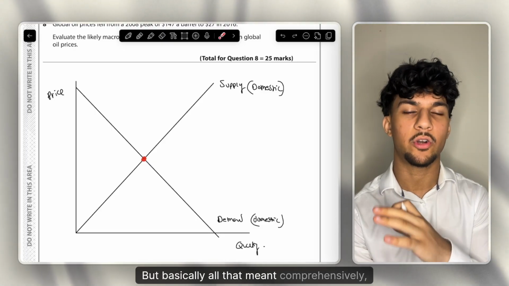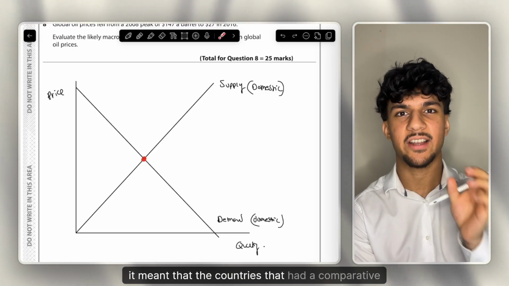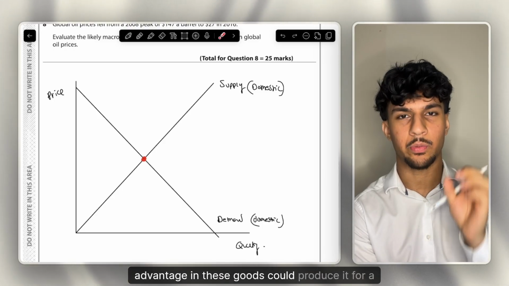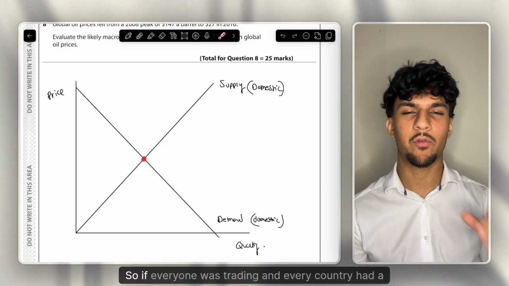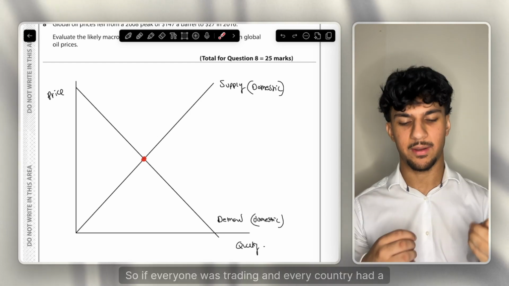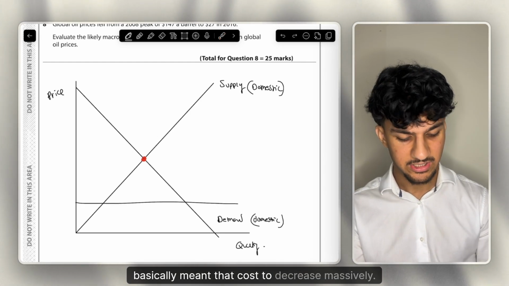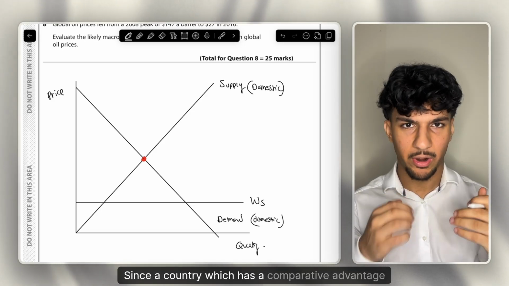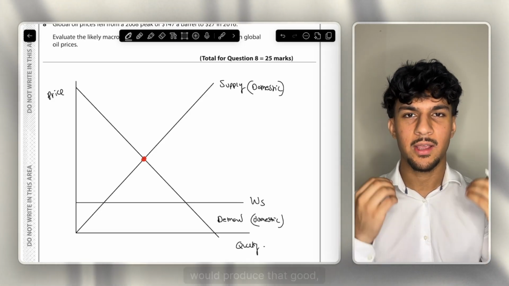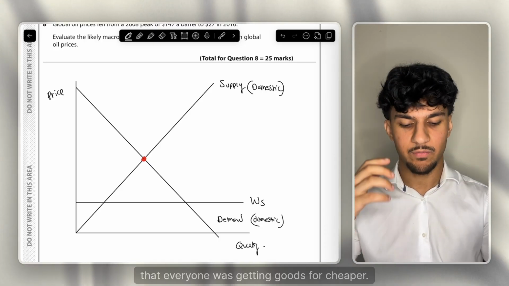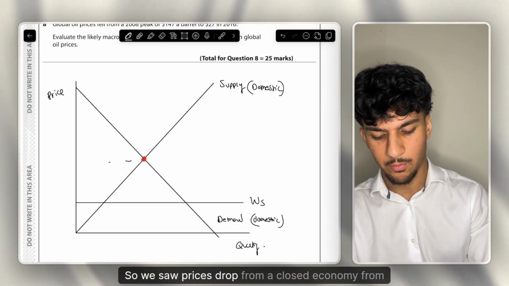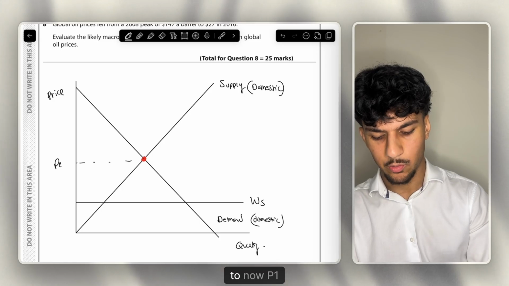But basically all that meant, comprehensively, is that the countries that had a comparative advantage in these goods could produce them at a lower cost. So if everyone was trading and every country had a comparative advantage, it overall meant that costs decreased massively, since a country which had the comparative advantage would produce that good, meaning that everyone was getting goods cheaper. So what happened? We saw prices drop from a closed economy, from PE to now P1.